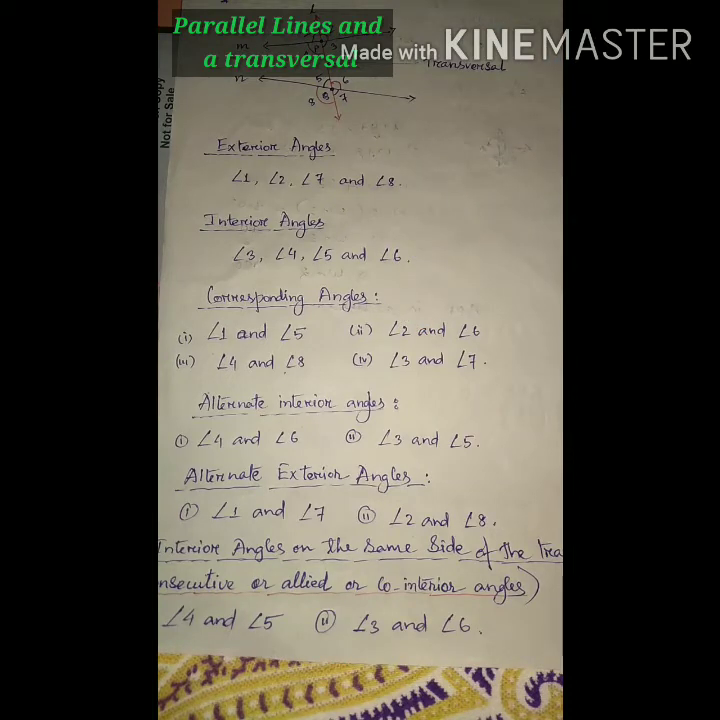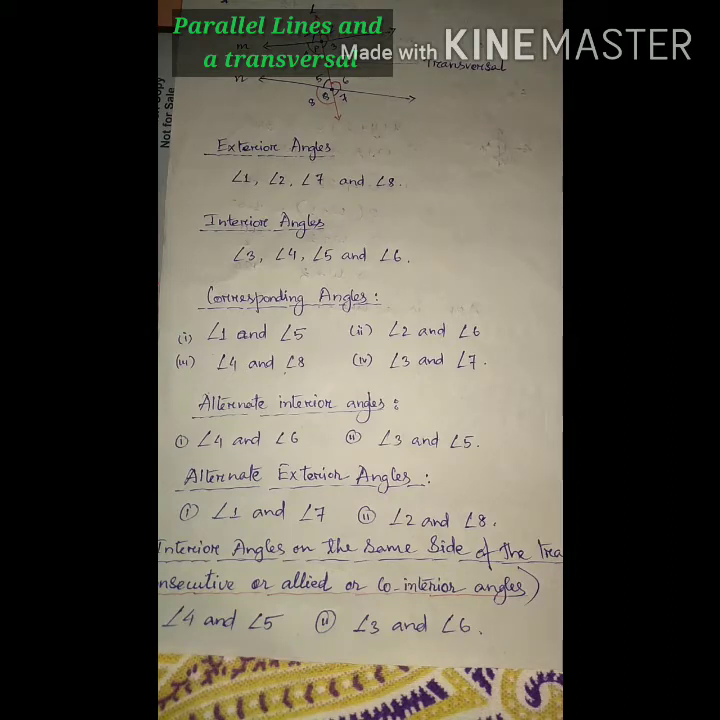Next one is alternate interior angles. In this diagram, first of all we need the interior part. The interior angles are 3, 4, 5 and 6. So for 4 the alternate is 6, and for 3 the alternate is 5. That's why 3 and 5 are known as alternate interior angles, as well as 4 and 6. These four angles are inside the two lines, so that's why they are interior. Is it clear?